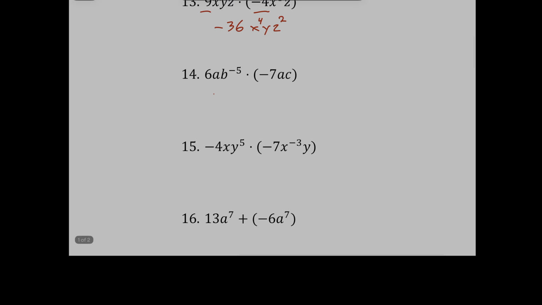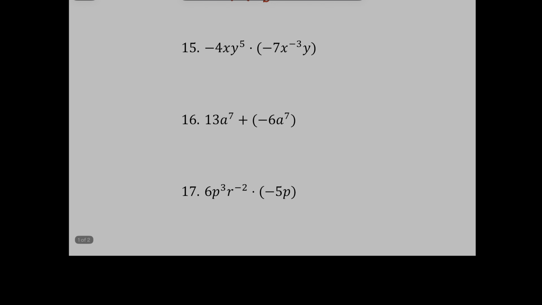I have 6 times a -7. That's going to be a -42. Look at my a's. I've got an a there. I've got an a there. I've got an a squared. How about my b's? My b's don't have anybody to play with over here, so he's just going to stay at -5. And my c doesn't have anyone to play with there, so it's just going to be a c. Done. Okay? Going on to number 15.